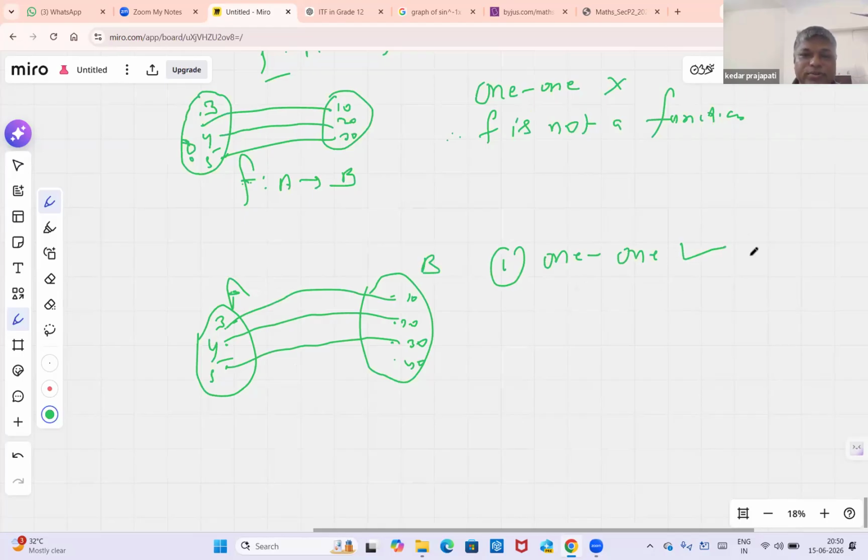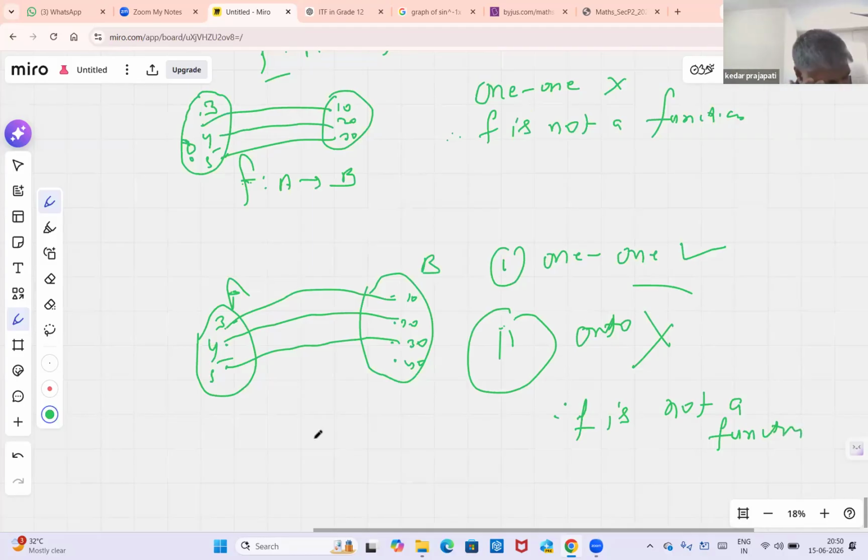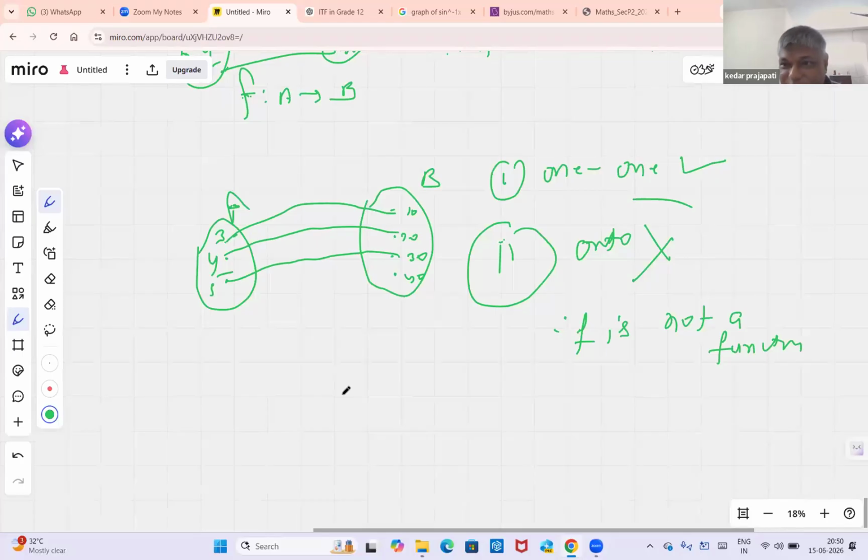But it is not onto, because 40 in B is not the image of anyone. So it is not onto. Therefore, f is not a function. So if it is not a function, f inverse is not possible. Getting my point?